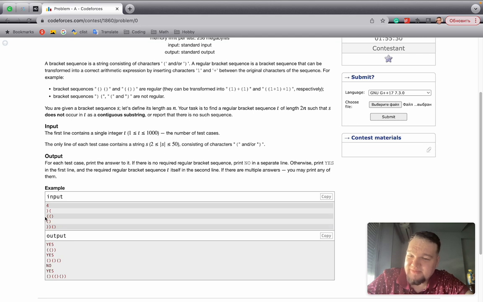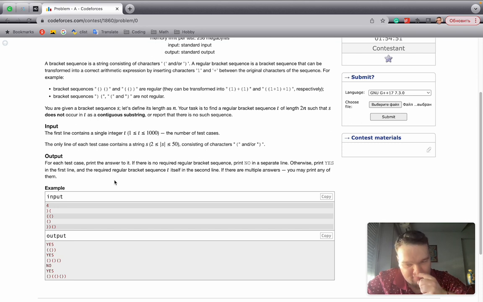If there are two consecutive opening brackets or two consecutive closing brackets, then we can construct a correct bracket sequence that is just like opening, closing. So like pairs of brackets. There are no two consecutive equal characters, so the given string cannot be a substring.